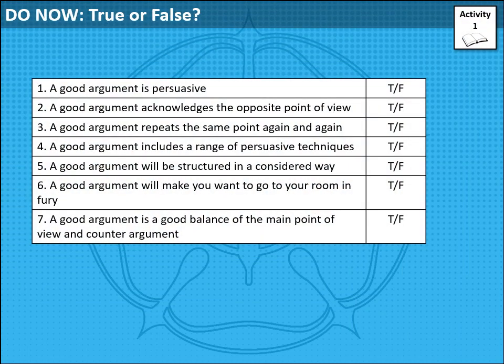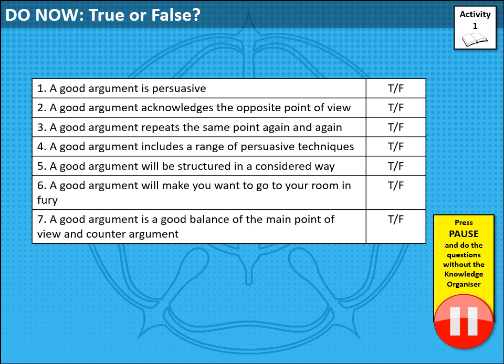Okay, so your do now task for today is to circle either true or false to the 7 statements that are listed. Complete these questions in your booklet. Go ahead and press pause to do the do now task, and then press play when you're ready for the answers.